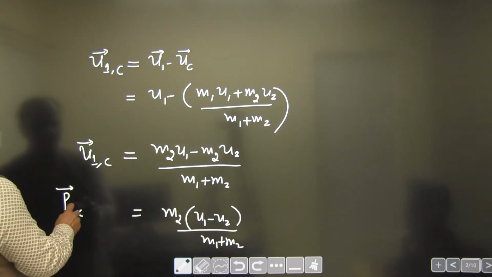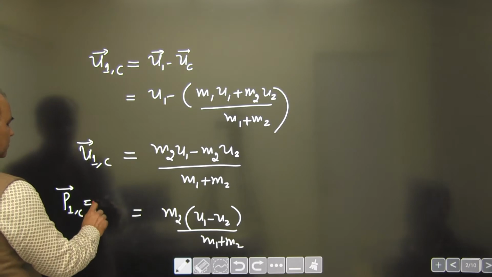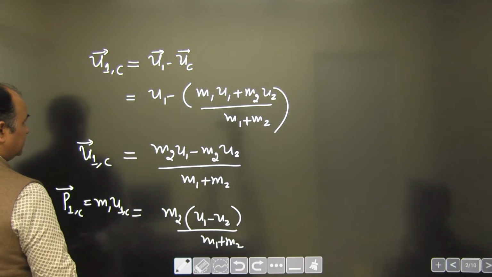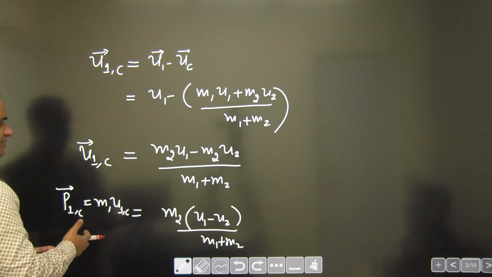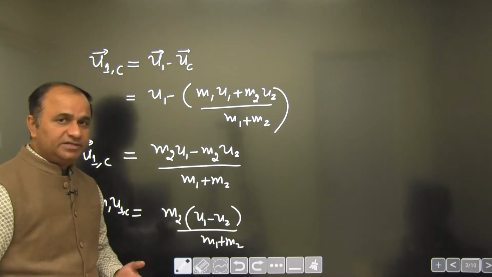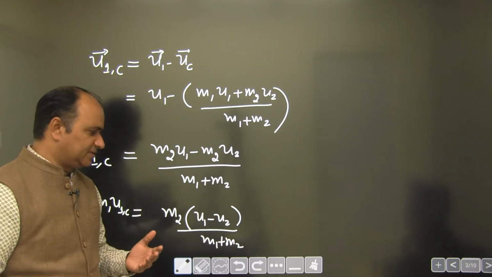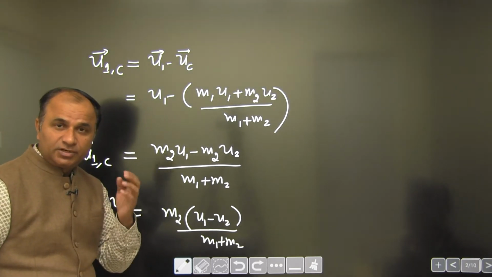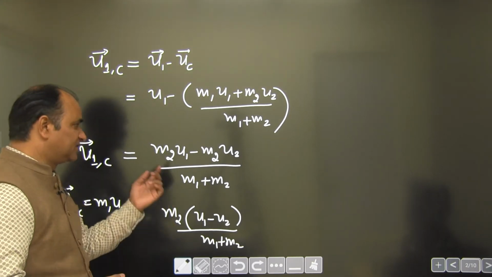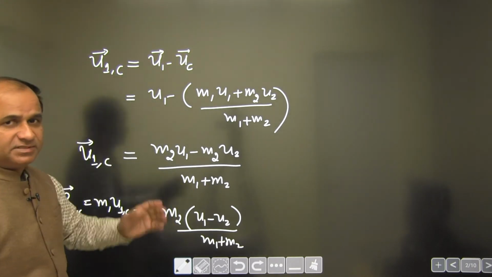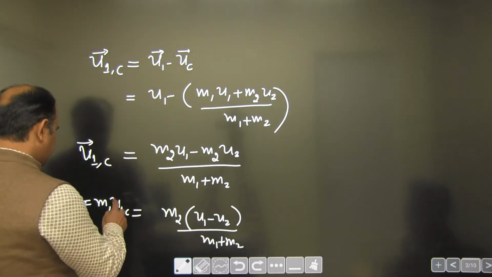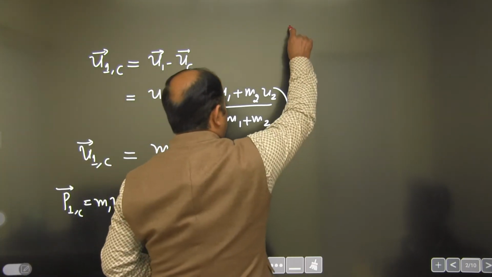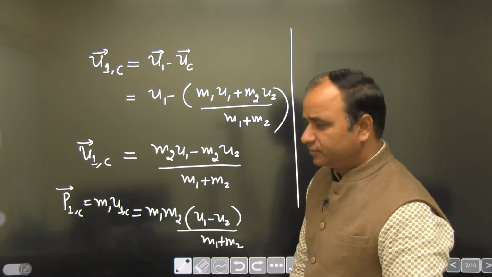So the momentum of the first particle is equal to the mass of the first particle times the velocity of the first particle with respect to center of mass. Whether you write the vector sign or not is completely your choice. There will be no effect on the result. As long as vectors are shown in a particular direction, you can skip this notation of vector sign over the symbols. So what happens now? If I multiply, this is m1 m2 over (m1 plus m2) times (u1 minus u2). So this is what is called the linear momentum of one with respect to center of mass.